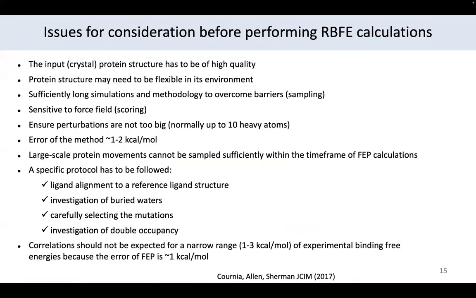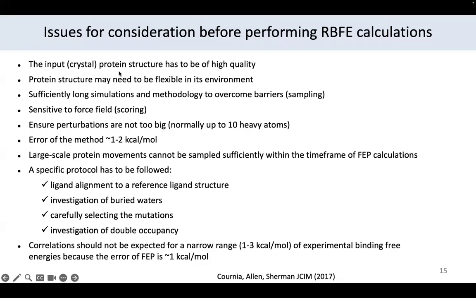So before performing these accurate relative binding free energy calculations, one should take care of the following issues and factors. First of all, as we already saw in the slides, the input crystal structure has to be of high quality.